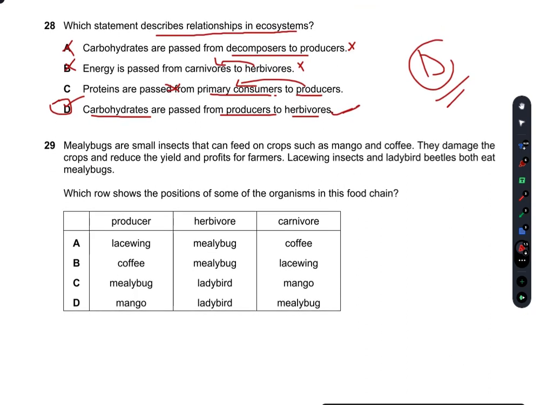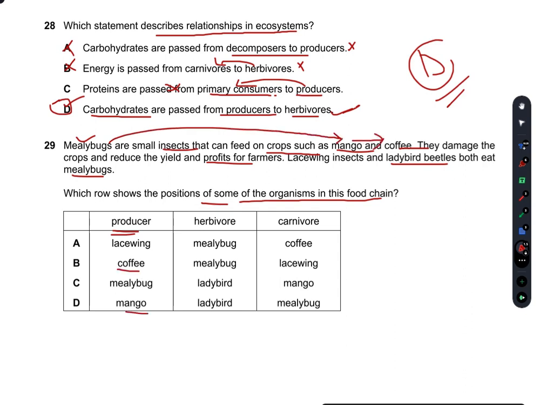Mealybugs are small insects that can feed on crops such as mango and coffee. They damage the crops and reduce the yield and profits for farmers. Lacewing insects and ladybird beetles both eat mealybugs. Which row shows the position of some of the organisms in this food chain? So mealybugs feed on mango and coffee.